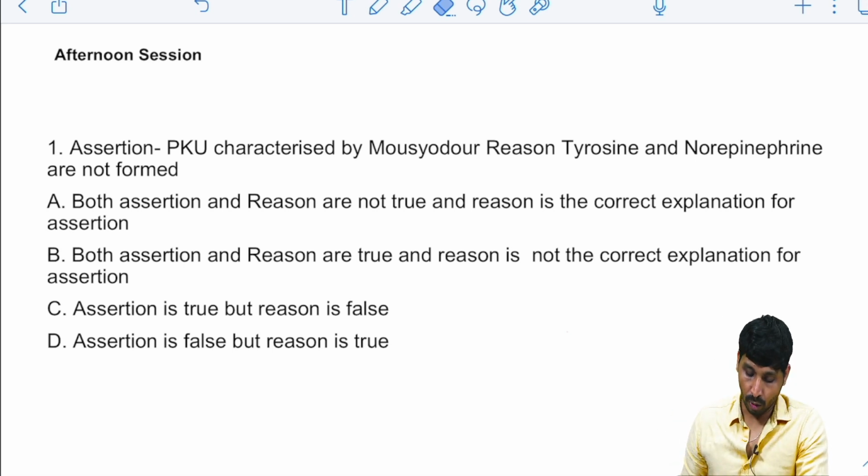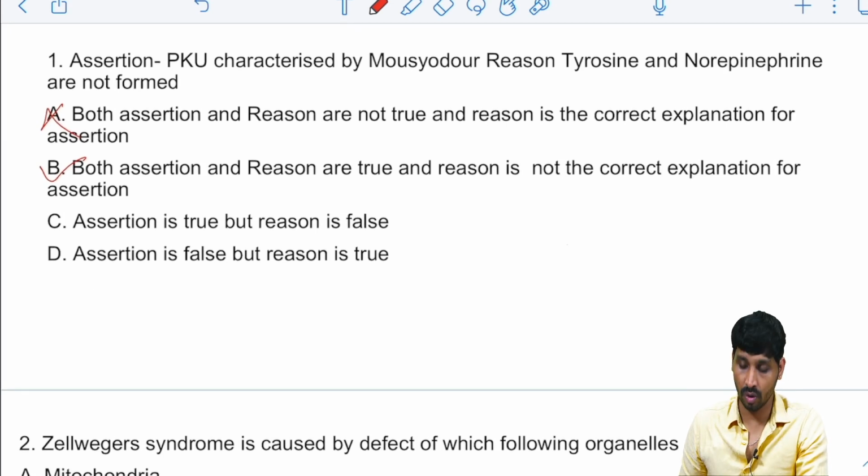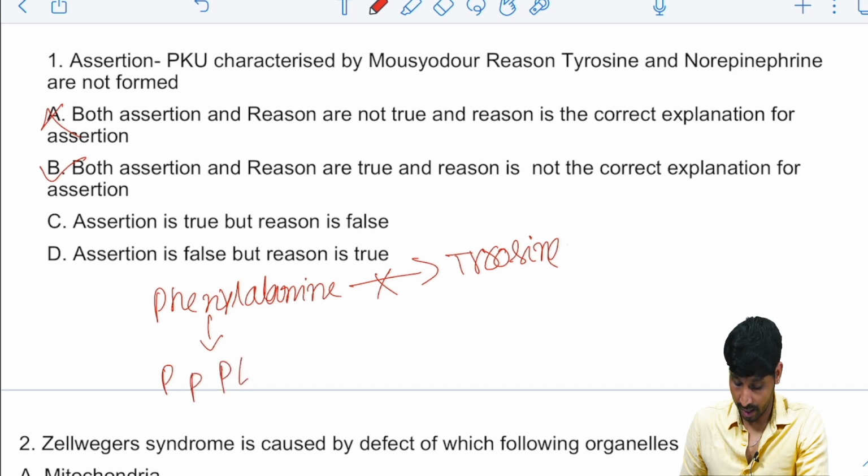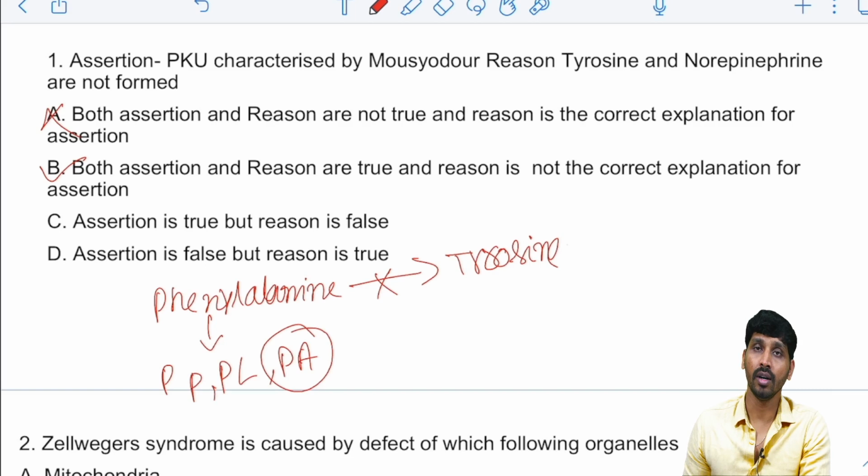So we will see the options now. Both assertion and reason are true, and reason is the correct explanation for the assertion? No, both are right, but the reason is not correct. So the second option, both assertion and reason are true, and reason is not the correct explanation for the assertion. Yes, exactly. Here the reason was supposed to explain why the mousy odor occurs. Phenylalanine, not metabolized to tyrosine, will take a diverted route to form phenylpyruvate, phenyllactate and phenylacetate. Because of this phenylacetate there is the mousy odor. This was supposed to be the reason, not that tyrosine and norepinephrine are not formed. So both assertion and reason are true, and reason is not the correct explanation for the assertion.